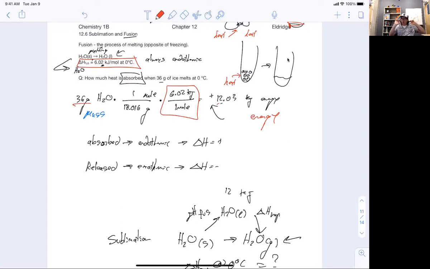And we're going to put all this stuff together: warming chemicals and then melting them, and then warming the liquid and then boiling them, and then warming the gas to see how much energy it takes to go from a solid to a gas. Part of it is the melting and the boiling. That's coming up in 12.7.